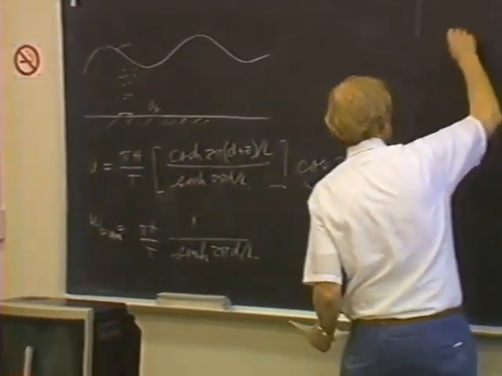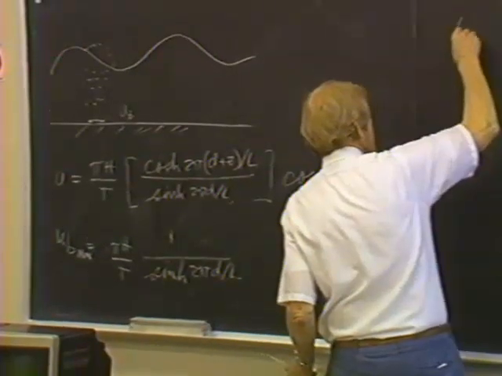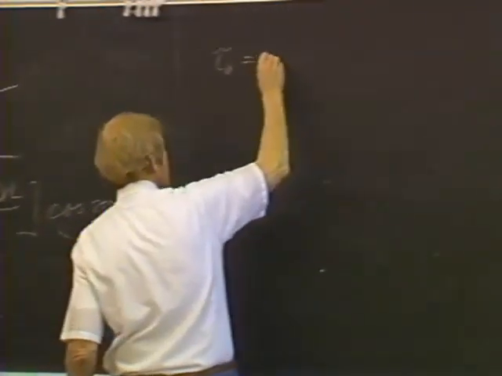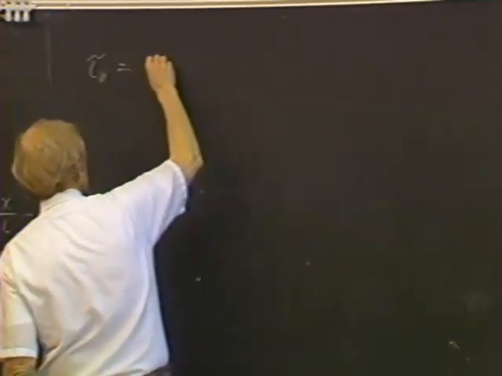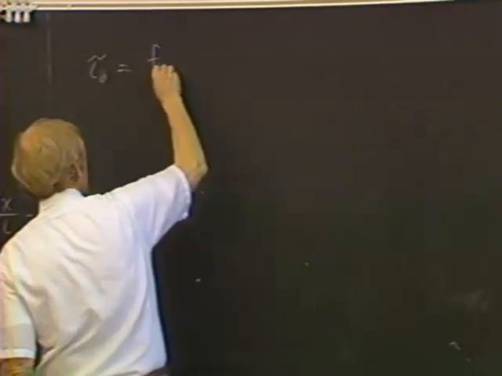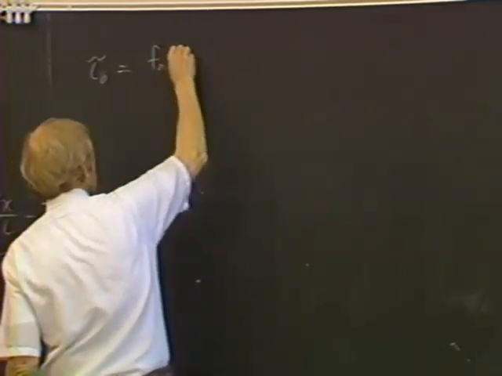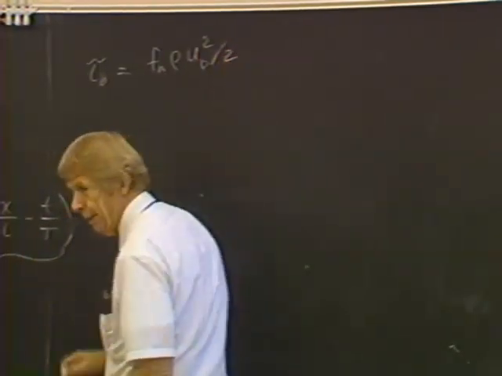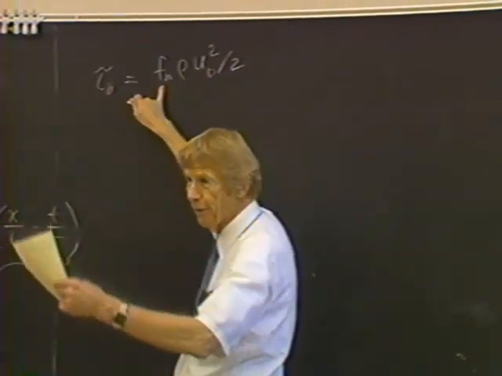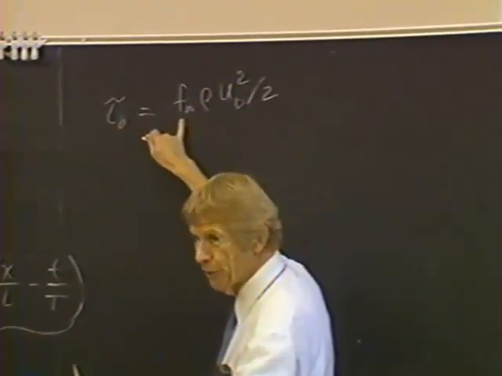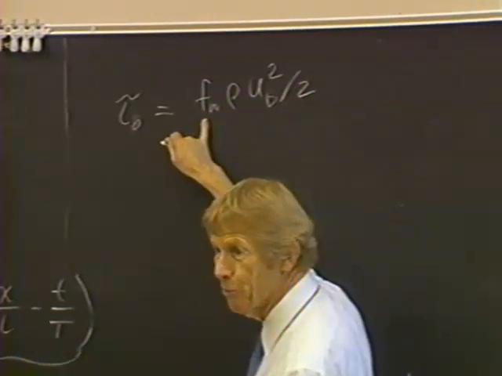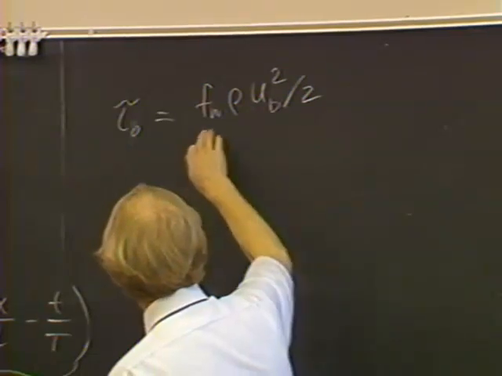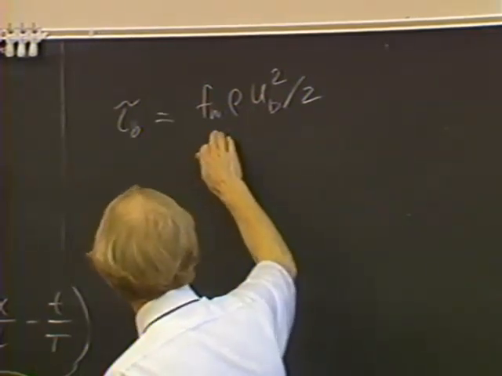So we can say then that the shear stress on the bed, we'll call it tau 0, what we've been calling it before, is equal to a factor times rho u sub b squared over 2. When you're dealing with average current, we've been calling it C sub d, remember? Well, I'll put F sub w for the friction factor under waves.